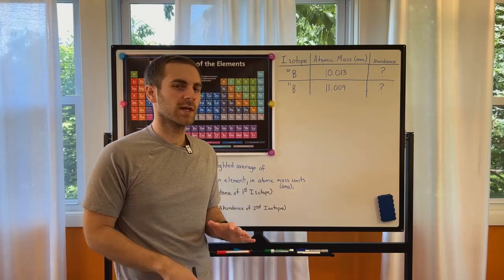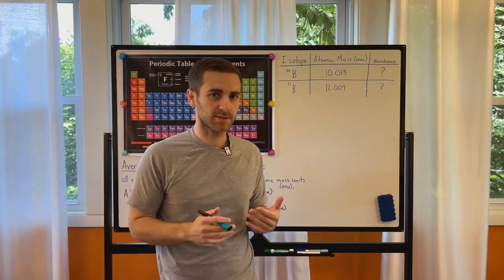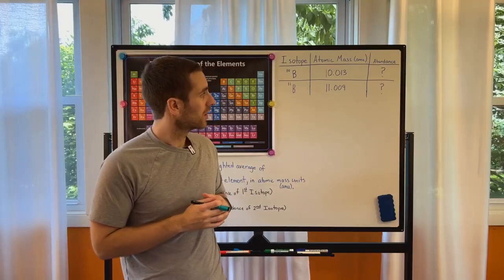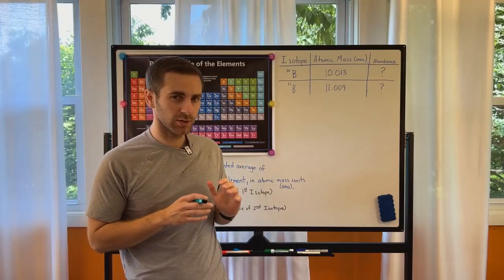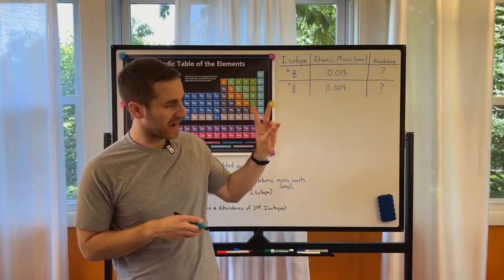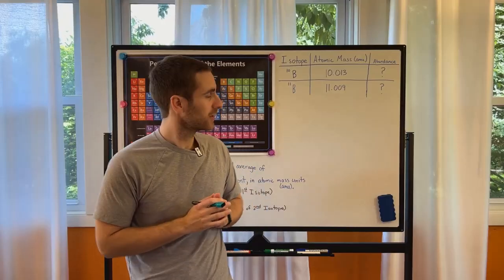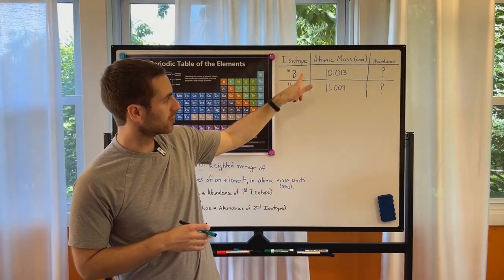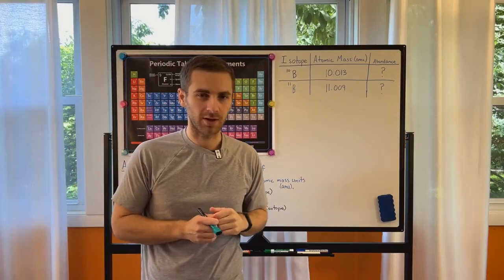In this video, we're going to look at how to find the abundances of the different isotopes of an element. Now, we can typically only do this when there are just two naturally occurring isotopes, which is what we have here for boron. Boron has two naturally occurring isotopes, boron 10 and boron 11.